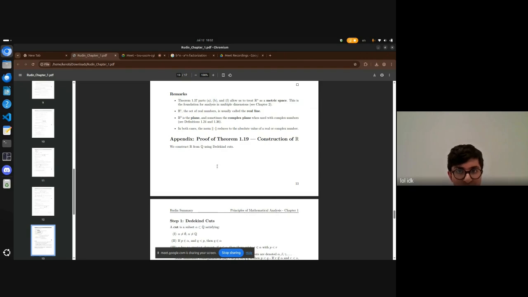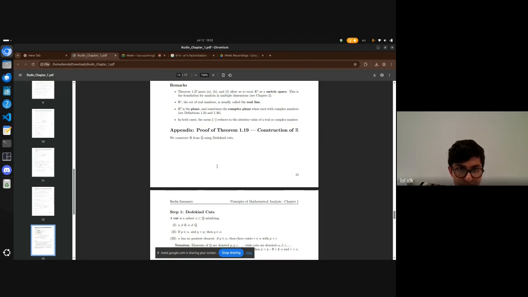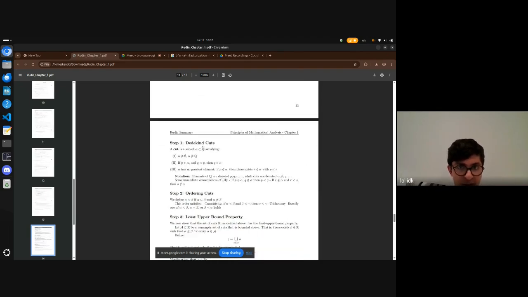Now we get to the appendix, where we prove the construction of the real number line. Step 1 is the Dedekind cuts. A cut is defined as A in Q satisfying A is not empty, A is not equal to Q, and if p is in A and q is less than p, then q is in A. Basically, we're taking all the numbers less than p and making it a subset. We're cutting the number line in half, a little bit. A has no greatest element: if p is in A, then there exists r in A with p less than r. That's a third property.